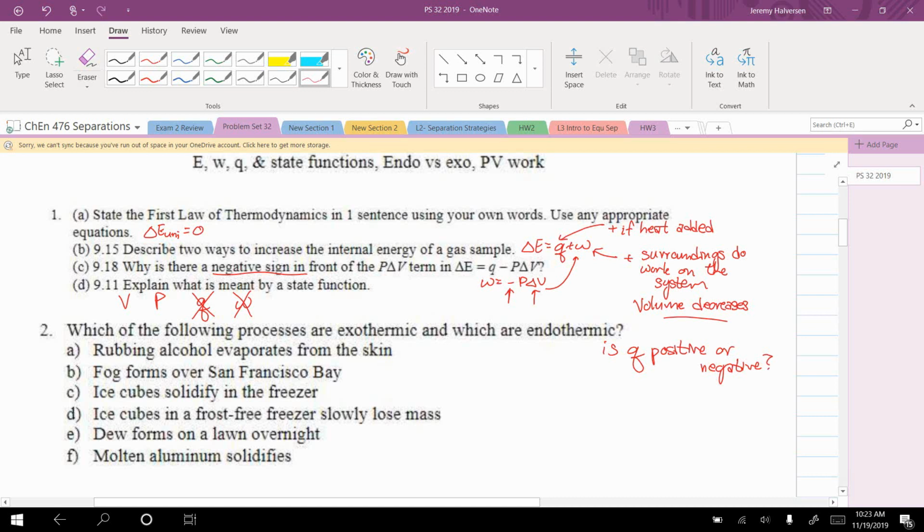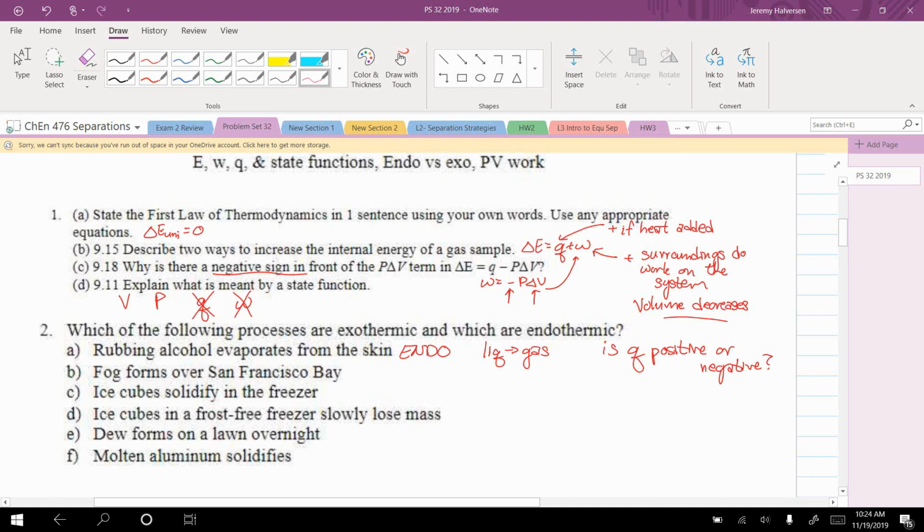So rubbing alcohol evaporates from the skin. This is endothermic. Why? I'm going from liquid to gas. If I asked you to boil water, do you have to add heat or take it away? You'd all say add heat. So to evaporate alcohol, do you have to add heat or take it away? I have to add. And therefore, this is endo, because we're going from liquid to gas.